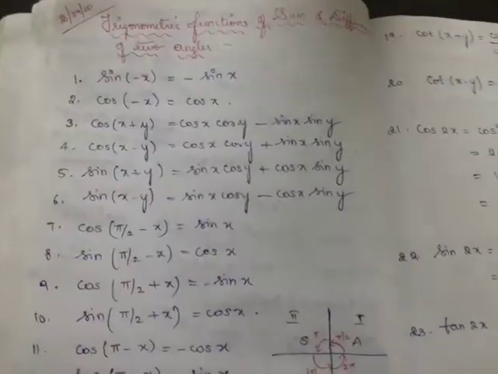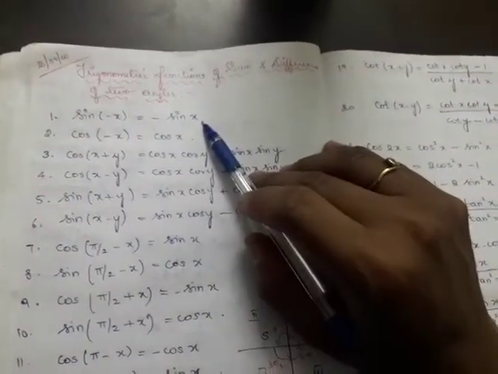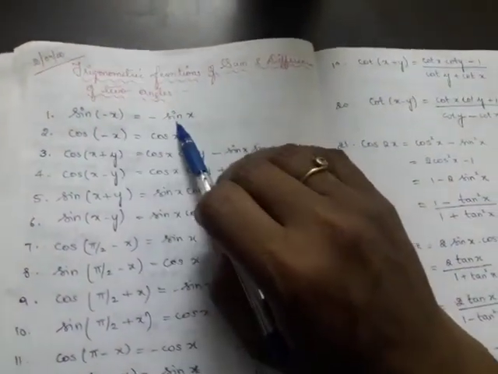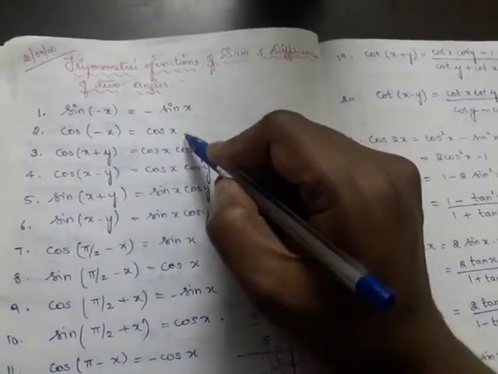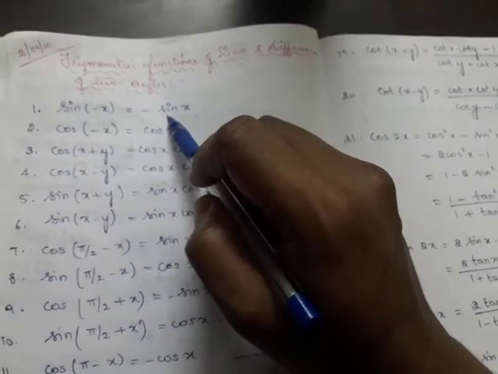Now as I told you, I'll give you small clues or hints on how you can remember these identities, right? See, let us start from this. Sin of minus x is minus sin x, cos of minus x is cos x. These two I told you how you can remember. S stands for snake. In that way you can remember these two.